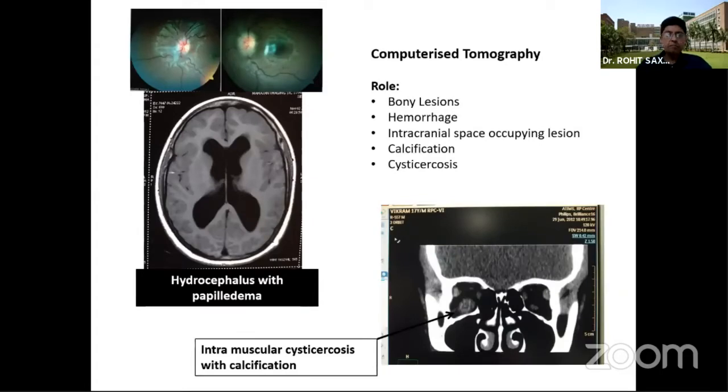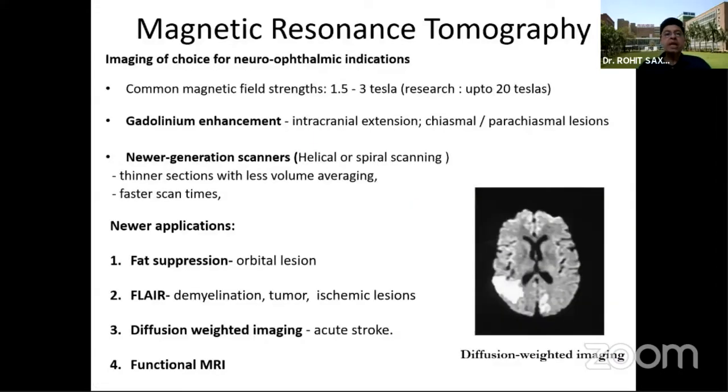So CT is important for bony lesions, hemorrhages, an early quick screening space occupying lesion, calcification, and cysticercosis. In this case, we could see a calcified intramuscular cysticercosis in the orbit.